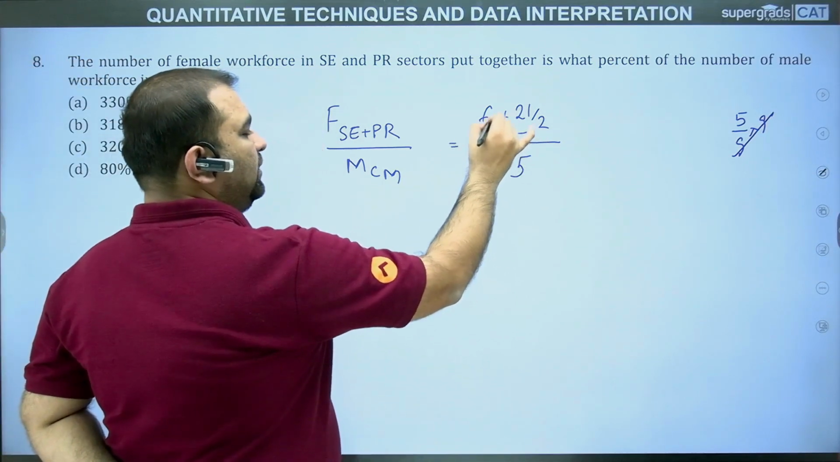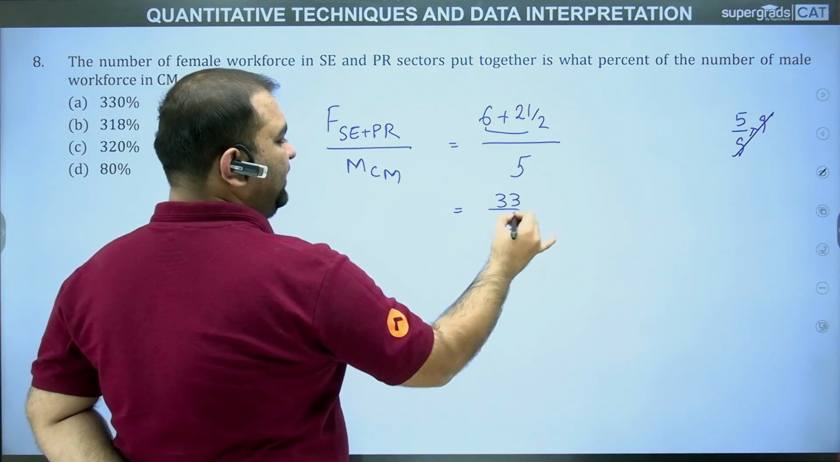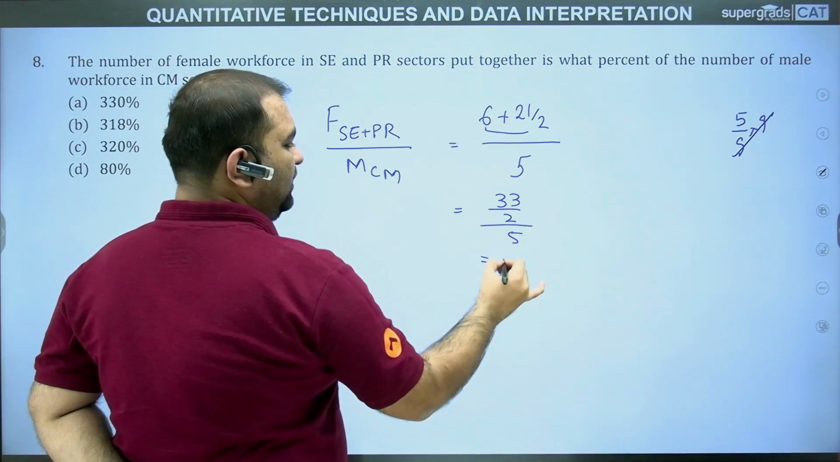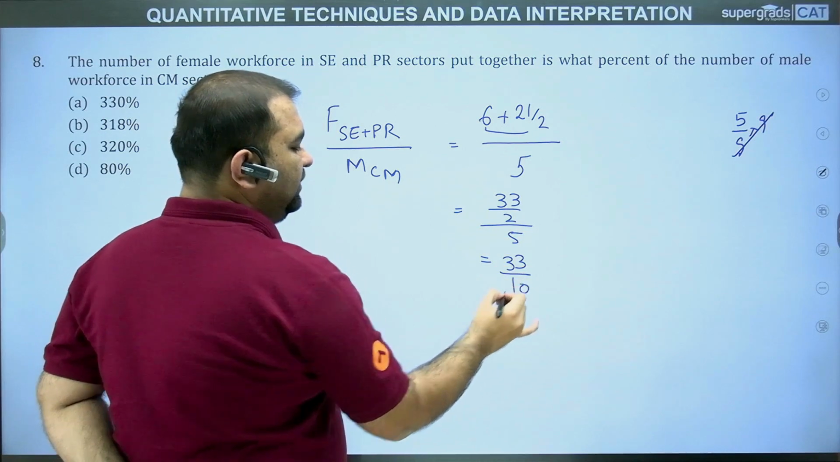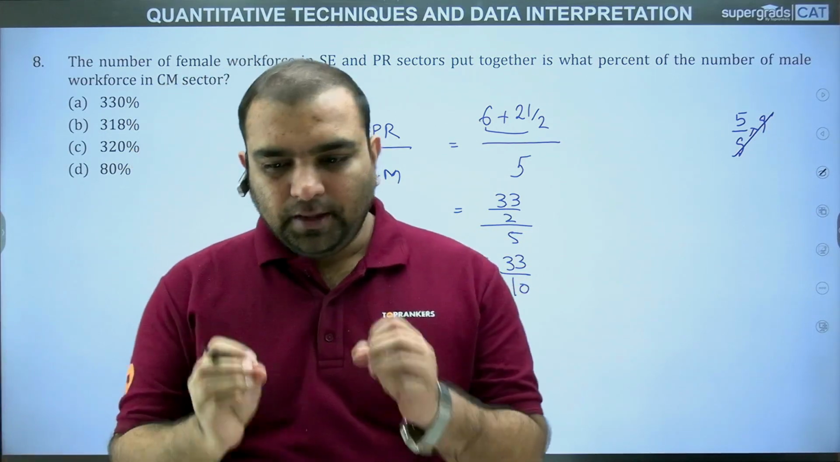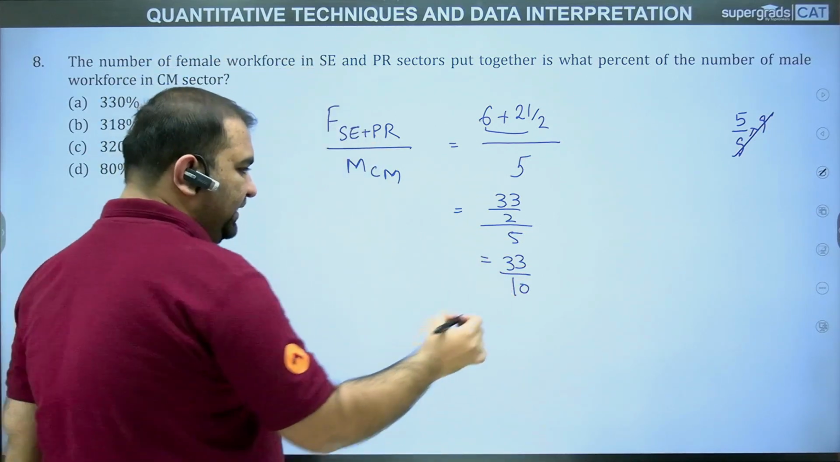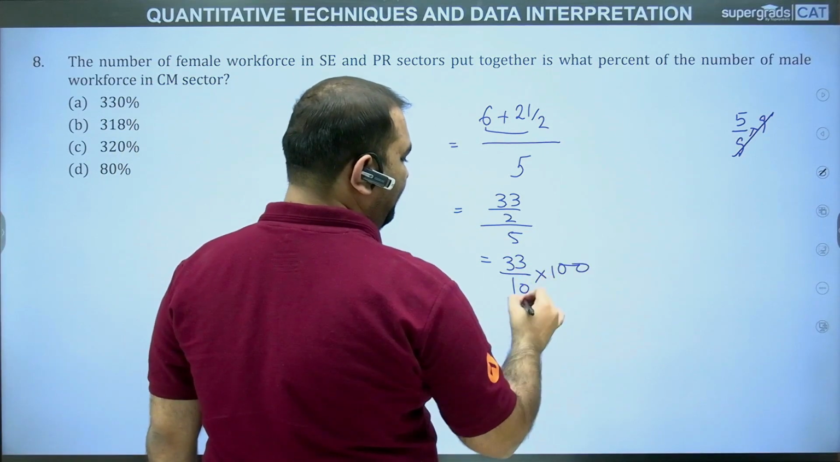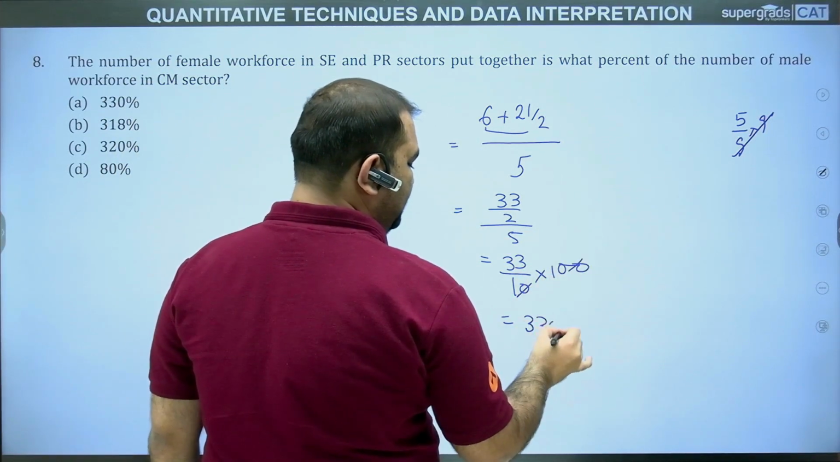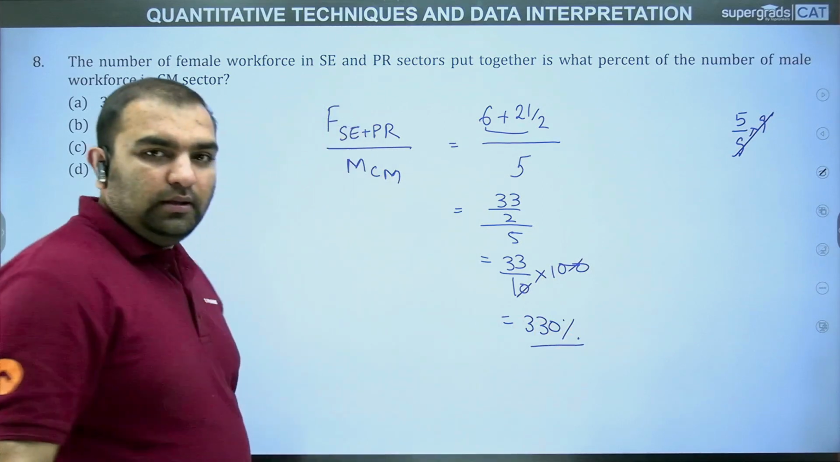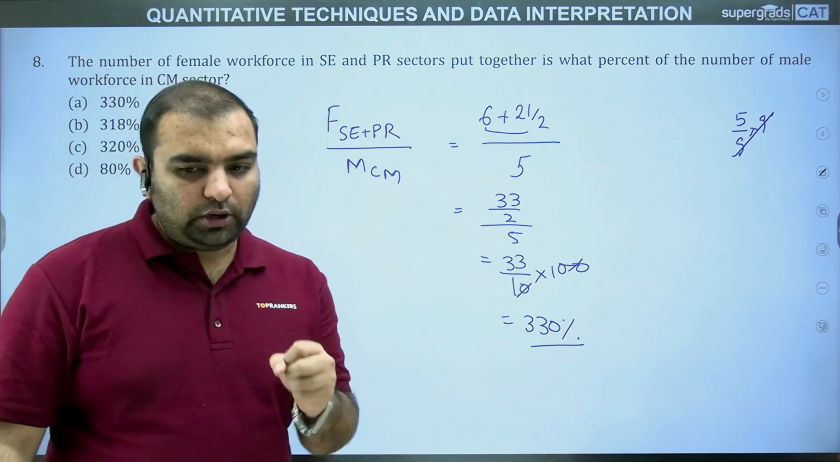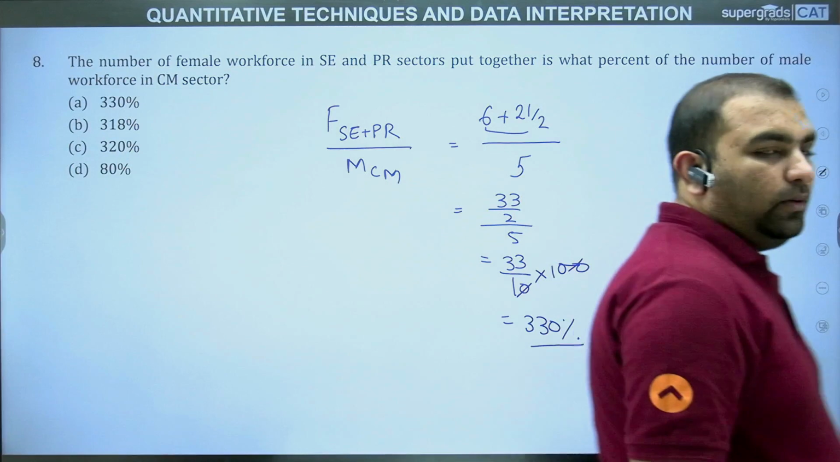12 plus 21, 33 by 2 divided by 5. 33 by 10. This is a fraction. Convert into percentage. Multiply it by 100. So 330% is what you are looking for. Okay, let's move on.